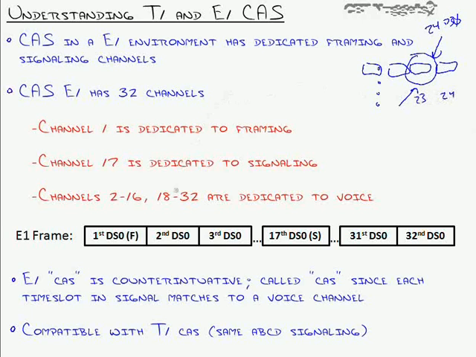With E1, I don't get it, meaning 32 channels I get in E1. Channel 1 is always dedicated to framing. Remember on T1 that bit I added at the very end of every single giant T1 frame? That was framing in T1. Well, when E1 came out, they said, let's dedicate the first DS0 channel, the whole first DS0, to nothing but framing. So I lose one channel there. And then channel 17 is always dedicated to signaling. It doesn't matter if I'm using CAS or CCS, that 17th channel is always signaling.